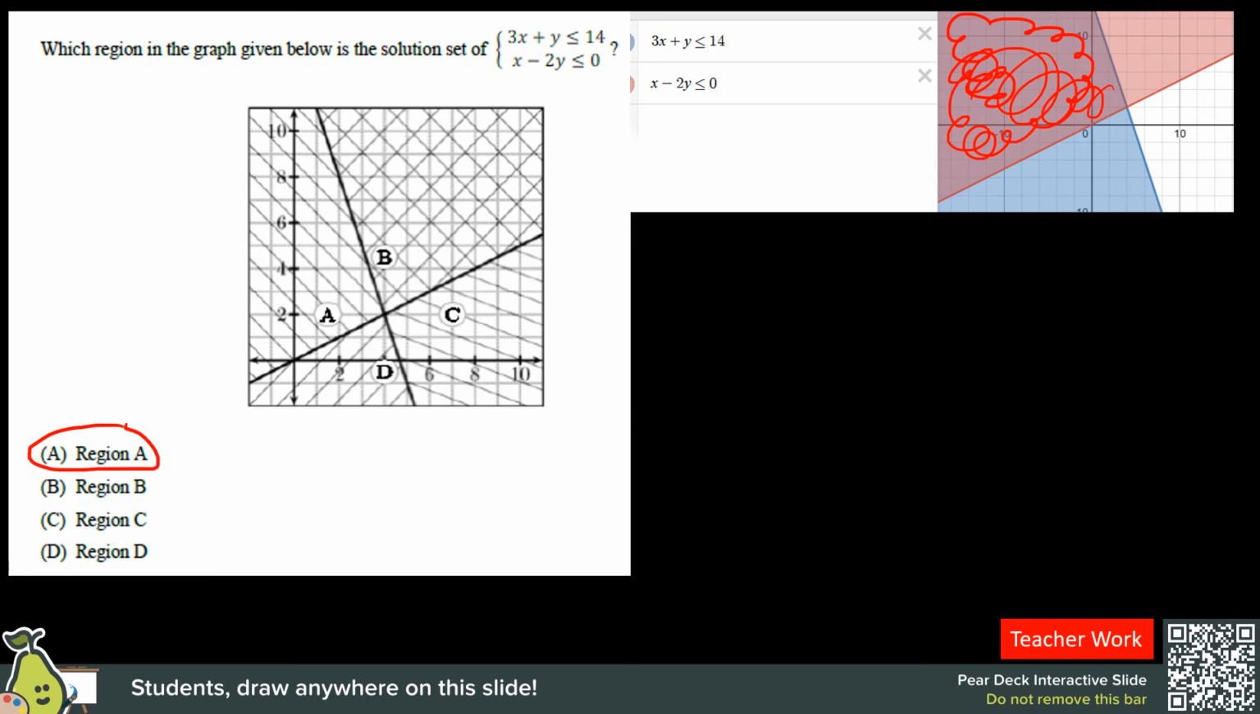Use Desmos, because that section of B is only representing that first part here. Up here, that only has one shaded. C is single. C has no shade, and then D only has one shade. So it is this area of A.